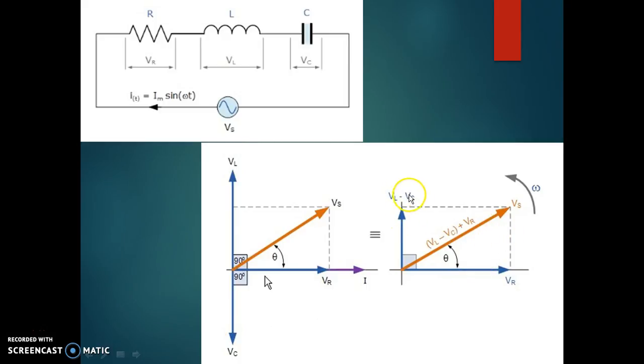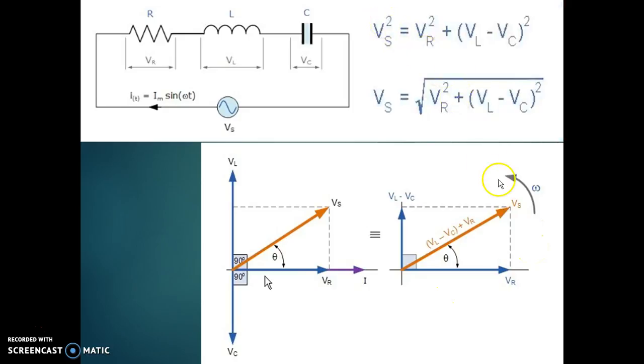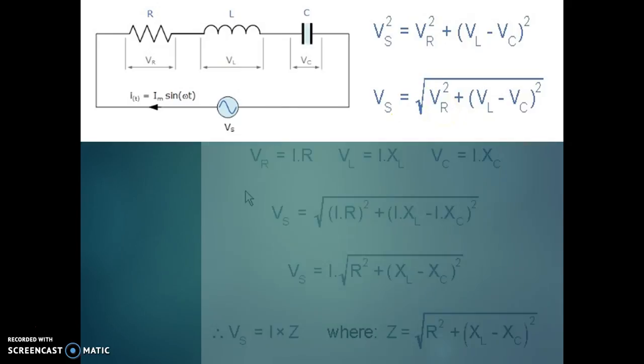Now we have assumed that VL is greater than VC, and we've plotted Vs as the total supply voltage as VL minus VC plus VR. This triangle that is formed, the right angle triangle, is called the voltage triangle, and we can see that by Pythagoras theorem, Vs square is equal to VR square plus VL minus VC the whole square. So Vs is equal to root over VR square plus VL minus VC the whole square.